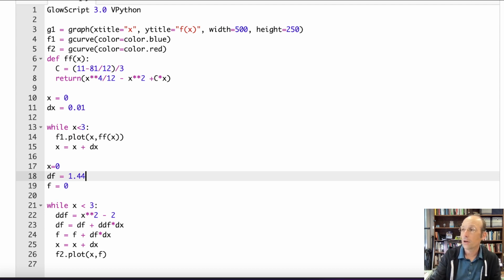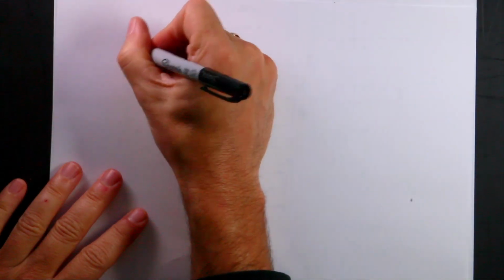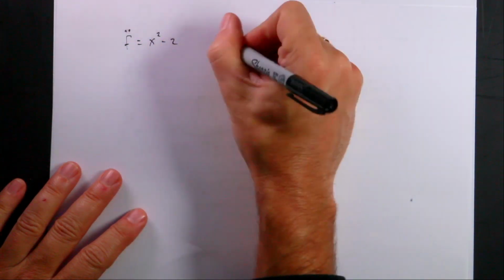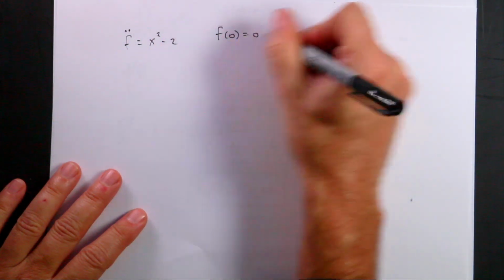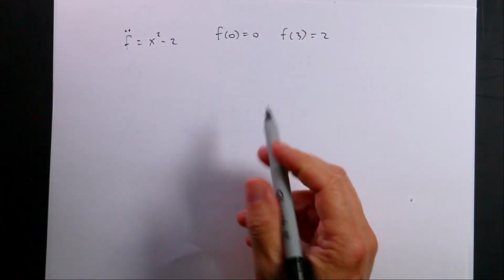So let's jump over to the finite difference method. Let me look at my notes real quick, just to make sure I do it right. Okay. Jumping back to the paper. So here's what we have. F double dot equals x squared minus 2, f of 0 equals 0, f of 3 equals 2. And we want to solve that.